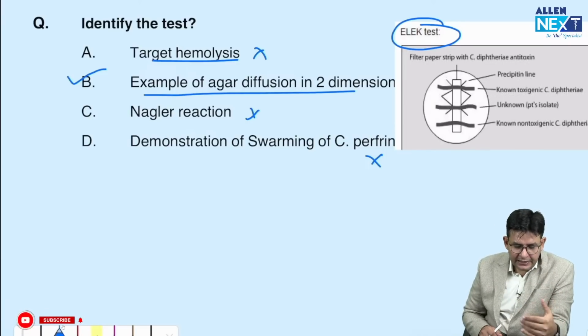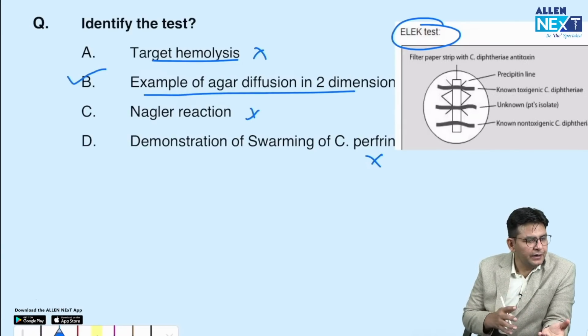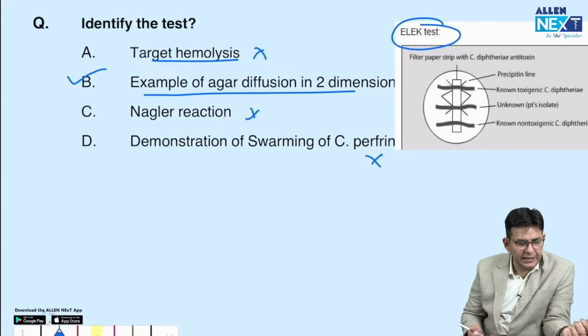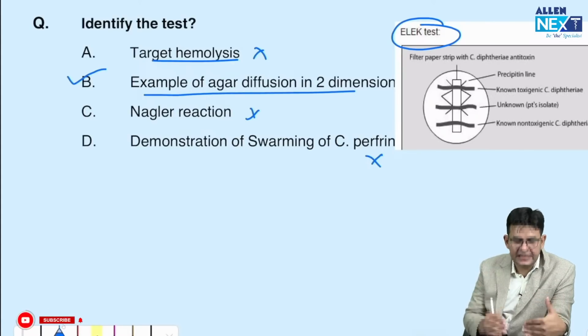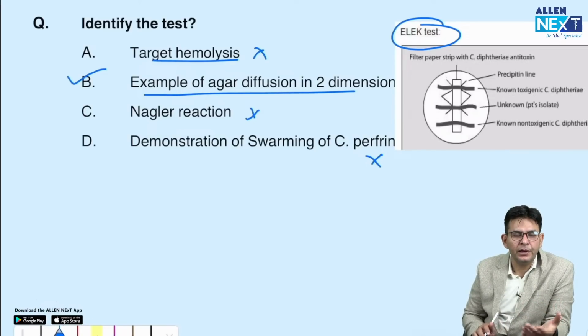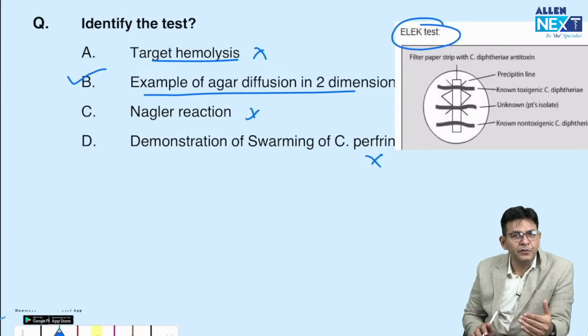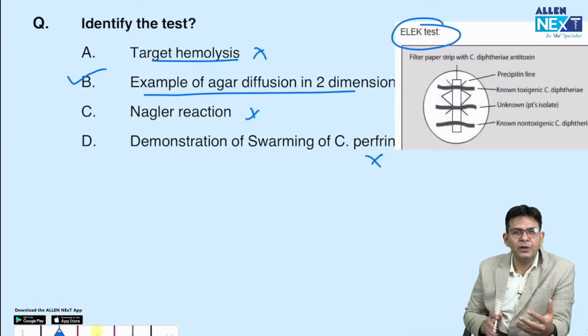Okay, and this particular thing is which sort of diffusion? Double diffusion in 2 dimensions. What is it termed as? Double diffusion in 2 dimensions. And a typical example of double diffusion in 2 dimensions, if they ask, is the Elek gel precipitation test, which is done for what? Corynebacterium diphtheriae. Okay, for diphtheria diagnosis you do this particular one. And if somebody asks you which type of diffusion? Double diffusion in 2 dimensions. Means only in 2 dimensions you can measure; 3D you can't measure. So that's why you say it.